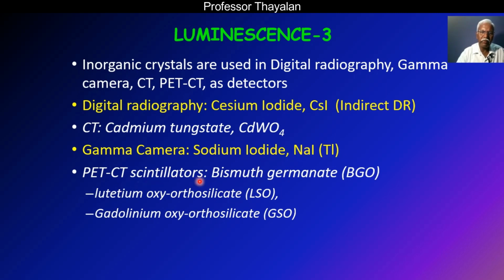Similarly, in PET CT we use scintillators. Bismuth germanate, they call it BGO. Similarly, lutetium oxyorthosilicate, it is known as LSO. Gadolinium oxyorthosilicate, it is called GSO. These are the scintillators used in PET CT scan.